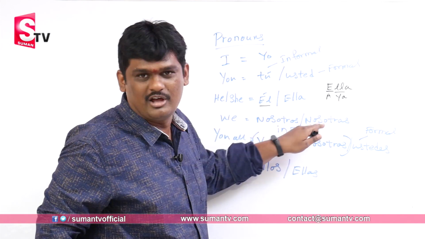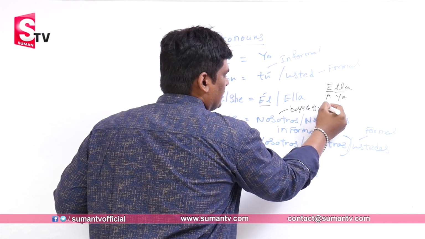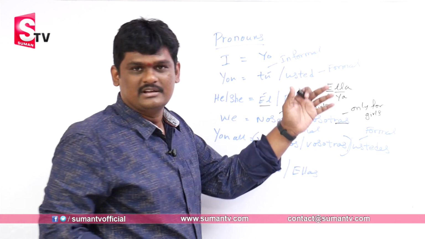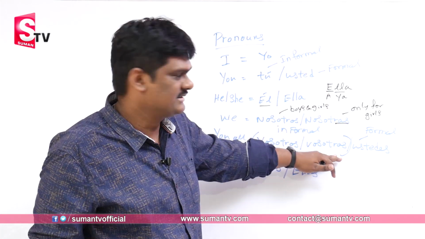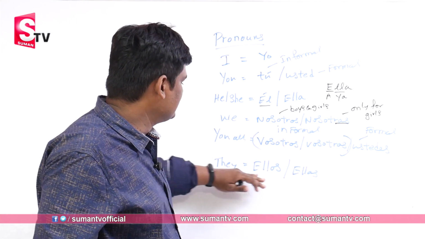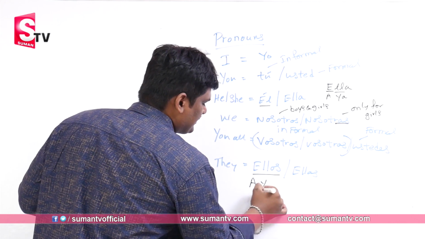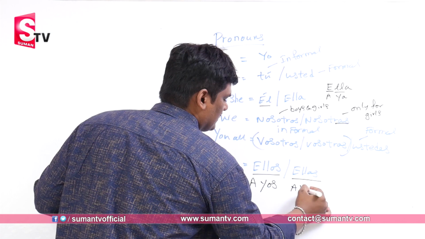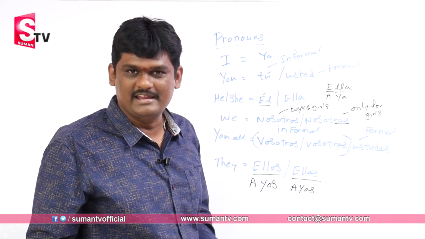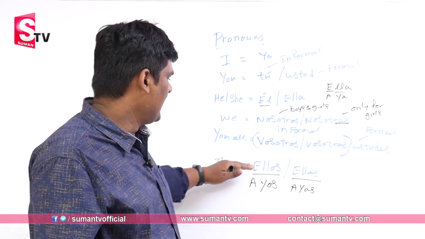And we is nosotros or nosotras. Nosotros is for both boys and girls, and nosotras is only for girls. You all: vosotros, vosotras. Similar to vosotros for boys and girls, vosotras is only for a girls group. And ustedes is formal. They is ellos, ellas. E double L is pronounced as ye, so ellos, ye, yos. So: yo, tú or usted, él or ella, nosotros or nosotras, vosotros or vosotras, ustedes, and they, ellos or ellas.